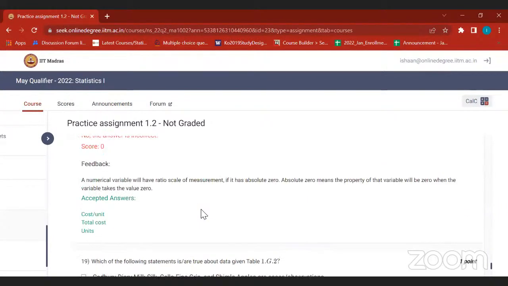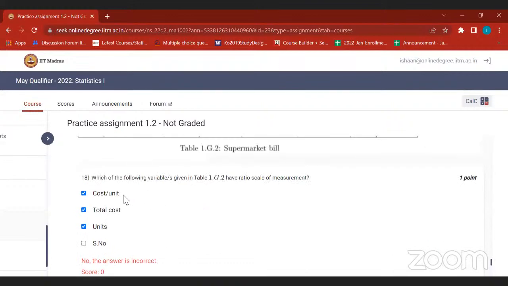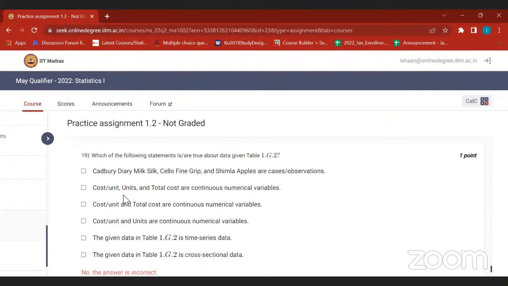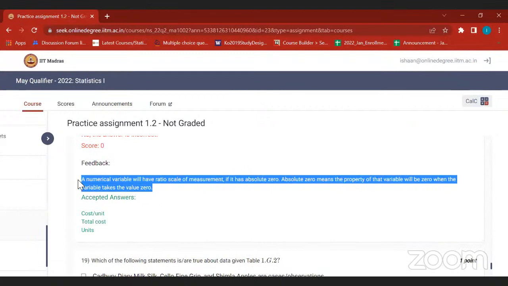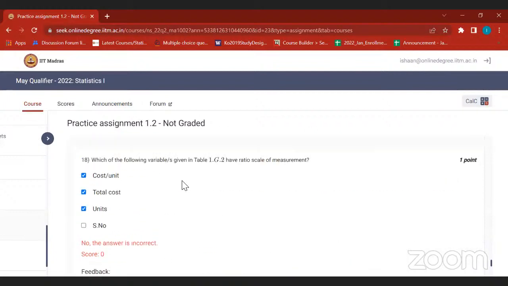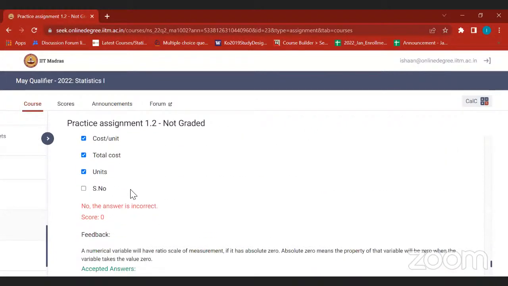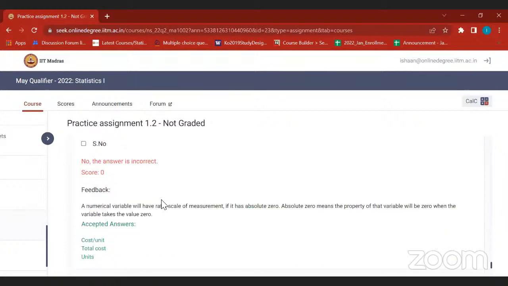Okay, one more thing. Whenever you select some answers in the practice assignment and click on check answers, you will see the feedback, which is the correct answer. You won't have a separate solution PDF for the practice assignment. If you haven't attempted the question and click on check answer, you won't see the feedback until you attempt it. So only click on check answer after attempting all questions, so you will see the feedbacks.